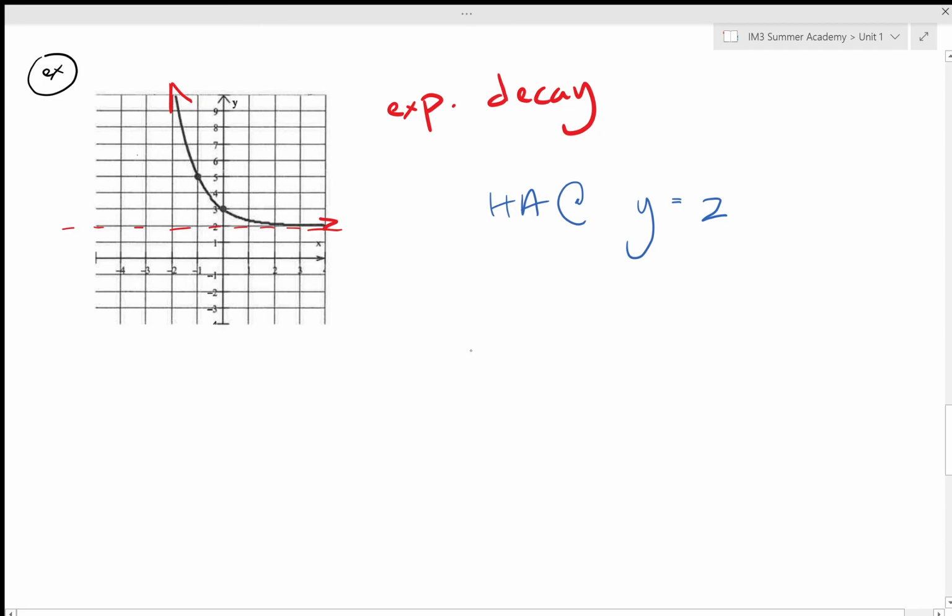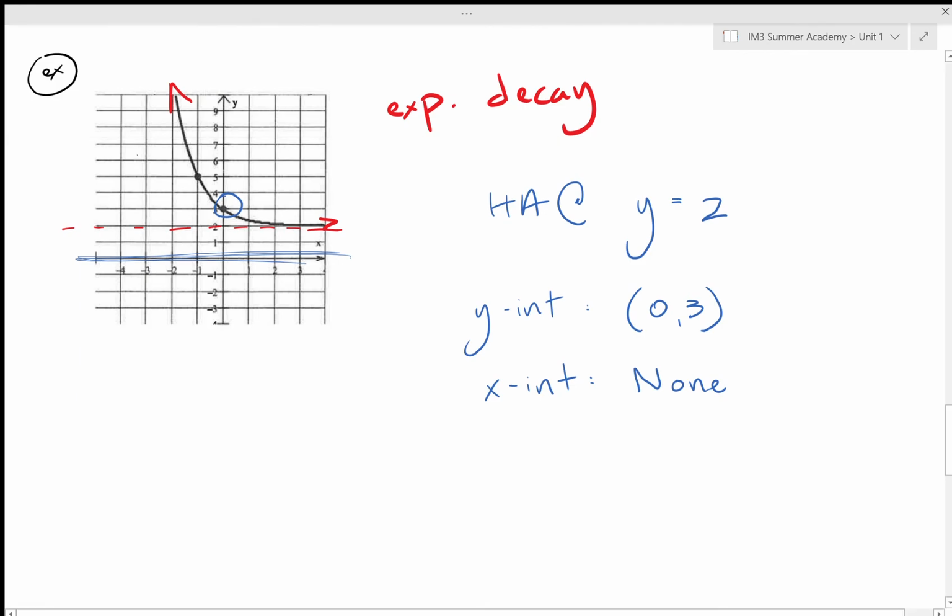Does it have a y-intercept? Yeah, it crosses the y-axis right here at (0, 3). It never gets back down to the x-axis. This is your x-axis down here. Can't get to it because it won't cross the asymptote. So if you really want to write it, x-intercept, there is none, or put NA.